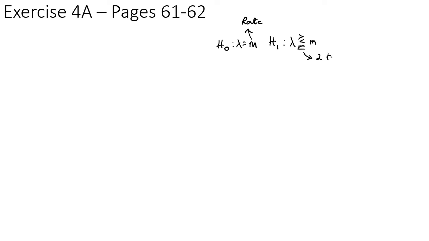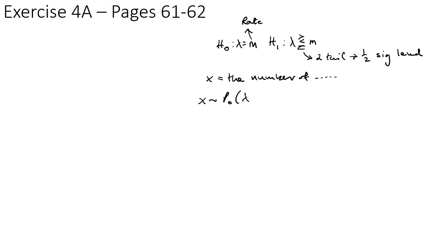This is going to be two-tail, which means you halve the significance level. Then you're going to state what X stands for, the number of whatever. Then it's going to be a Poisson distribution where you're going to work out the probability of X. Now this is either going to be greater than or equal to or less than or equal to. The tail of the test will tell you whether it's greater than or less than.